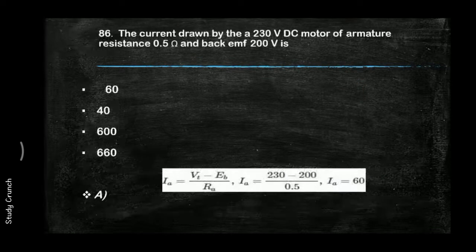Next. The current drawn by 230 volt DC motor of armature resistance 0.5 ohms and back EMF 200 volt is: IA is equal to (VT minus EB) by RA. So we can just write the values, (230 minus 200) divided by 0.5. So the answer will be 60 amperes. So the answer is 60 amperes.